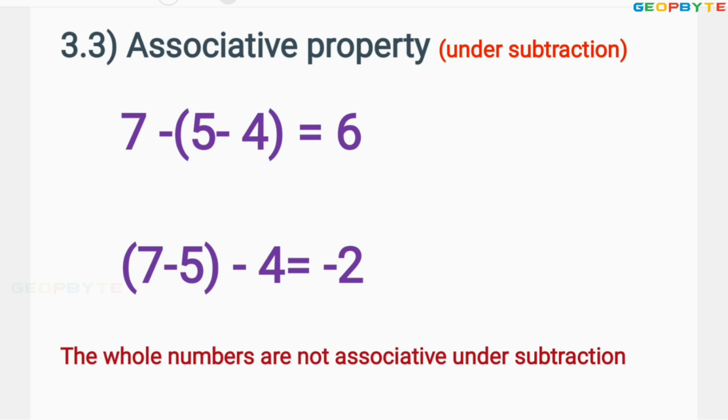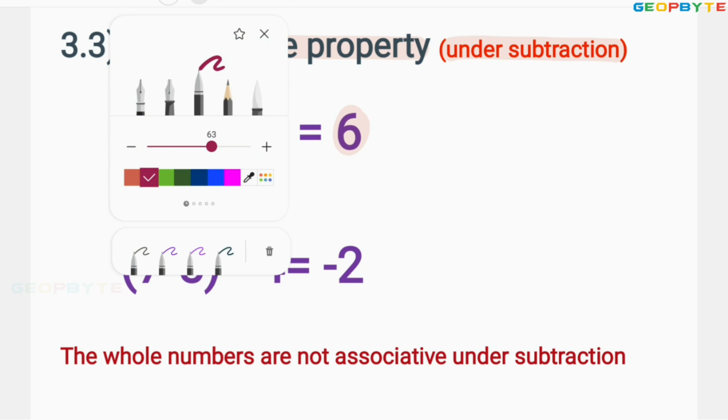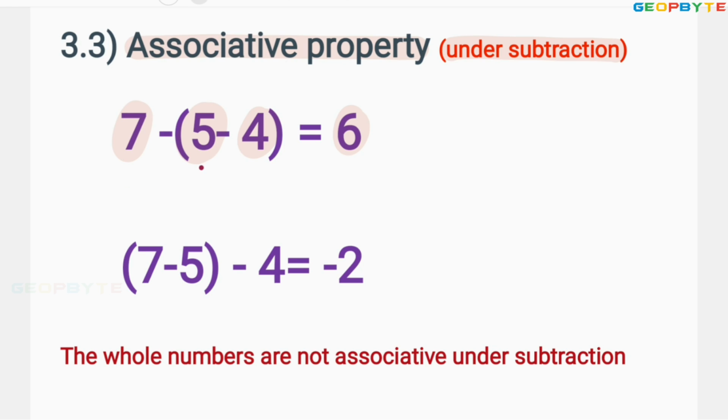Similarly, associative property under subtraction. For this, I took the two examples 7 minus 5 minus 4. In this case, in the first example, you have to take the 5 minus 4 first. 5 minus 4 is how much? 1. That 1 should be subtracted from 7. 7 minus 1 is 6.